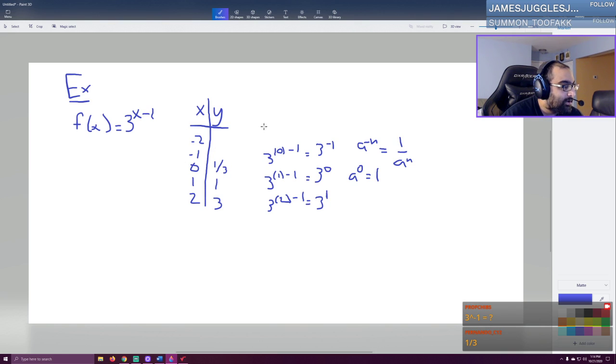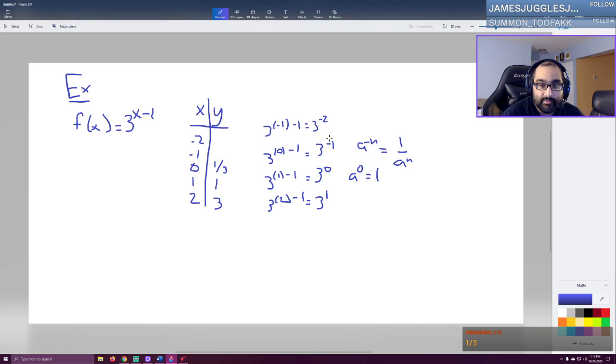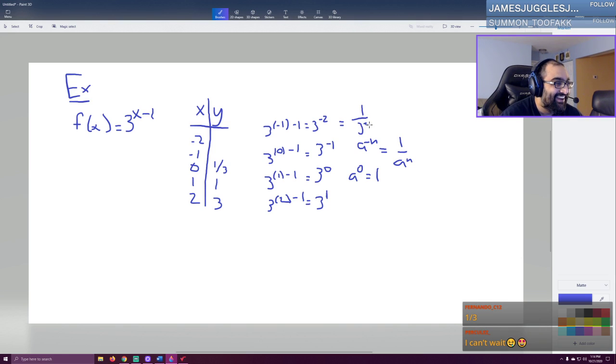All right, how about 3 to the minus 1 minus 1? We get 3 to the minus 2. Remember, 3 to the minus 2? 1 over 3 squared, which is 1/9. So you get 1/9 here. And the last one here, I'll fill in. This will be 1/27. That'll be 3 to the 3rd on the bottom.